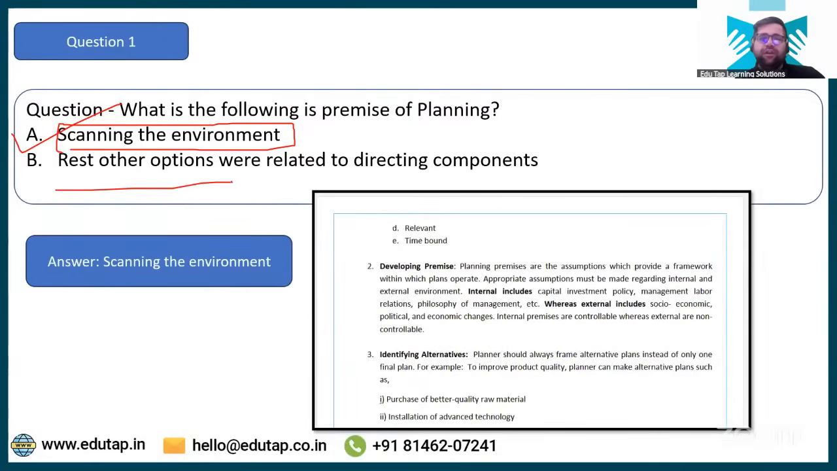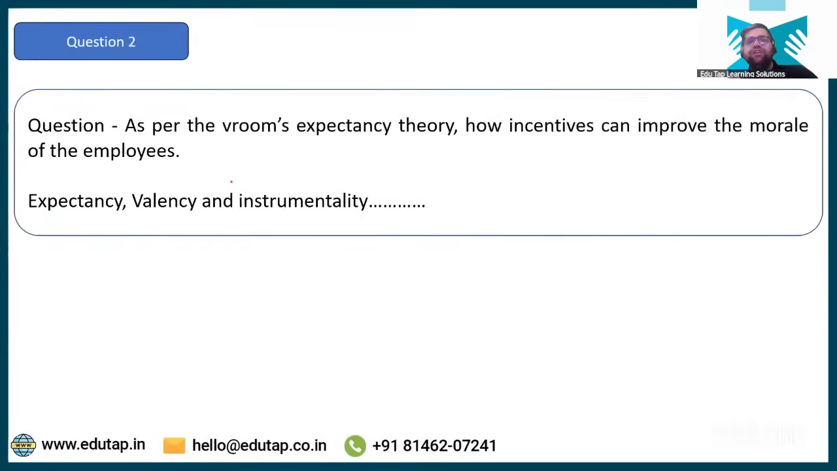And this is beautifully covered in our course as well. Second question was related to Vroom expectancy theory. As per Vroom expectancy theory, which is the most critical premise of planning.